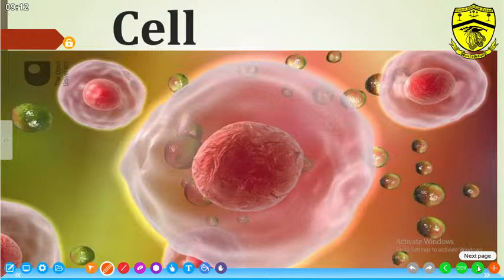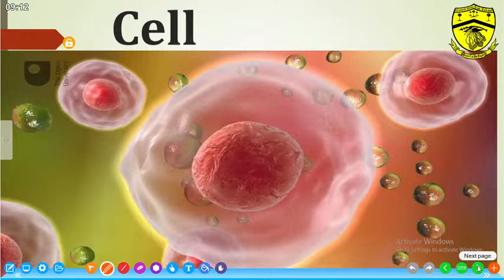Cell. We already know the word cell. What is a cell? The word cell comes from the Latin word cella, meaning small rooms, and it was first coined by a microscopist observing the structure of cork. So the definition of the cell: the basic structural and functional unit is the cell.